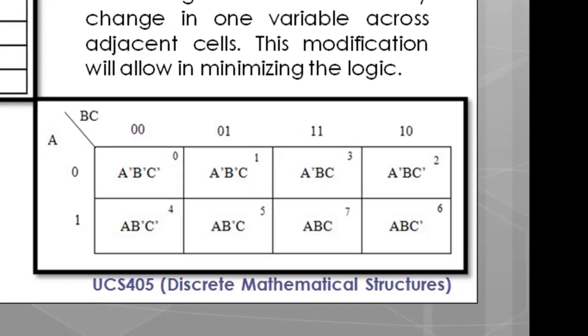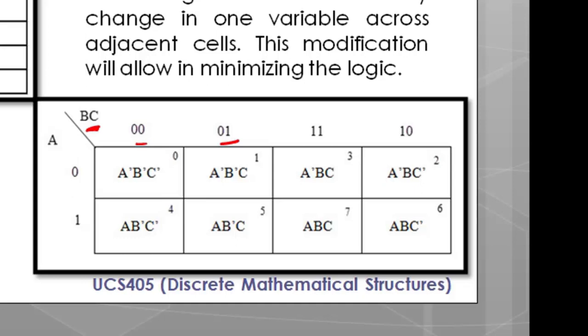Now see A, and there are two inputs, that is BC. The combinations are 00, 01, 10 and 11. But the point is that we can change only one input at a time. So if we change 01 to 10, we are changing two positions. That is not okay, right? We can change only one variable.